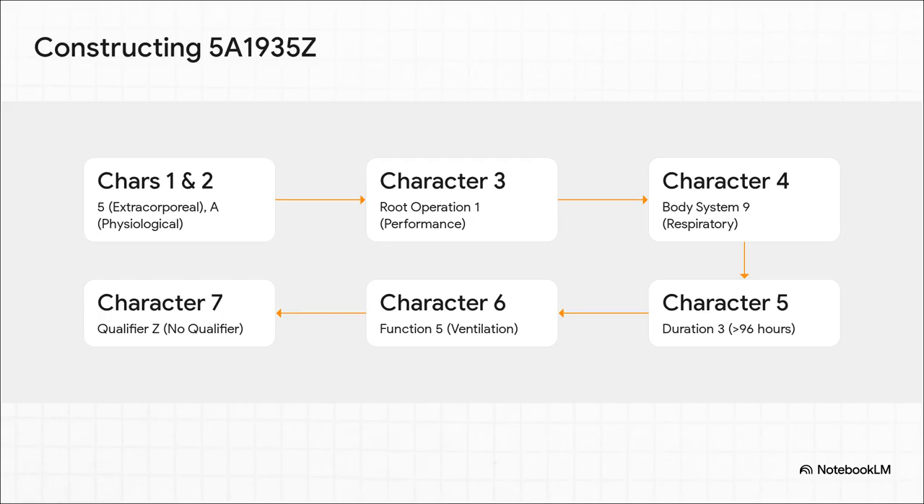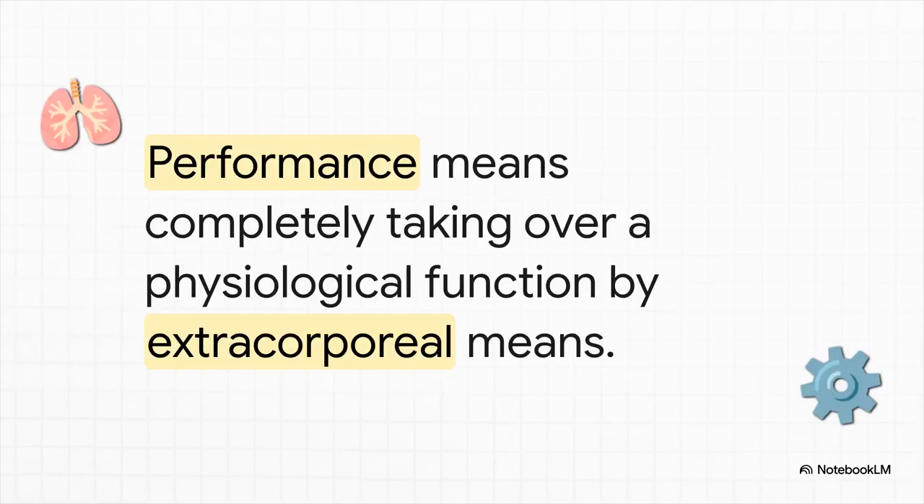The third character, the root operation, is 1 for performance. The fourth character, body system, is 9 for respiratory. Then our fifth character dictates duration, so we choose 3 for greater than 96 hours. The sixth character, function, is 5 for ventilation, and we wrap it up with Z for no qualifier. Put it all together and you've perfectly constructed 5A1935Z.